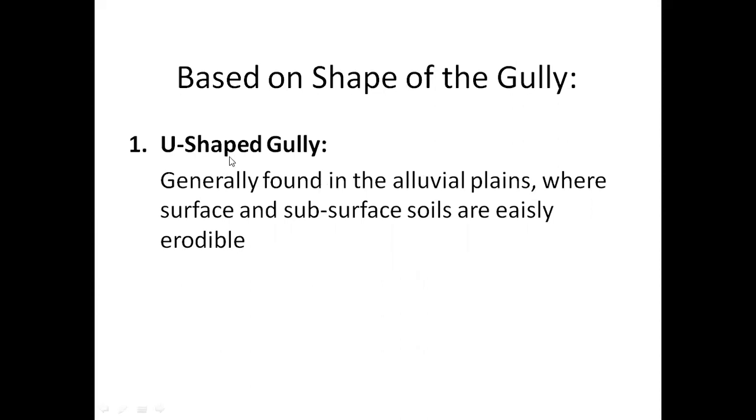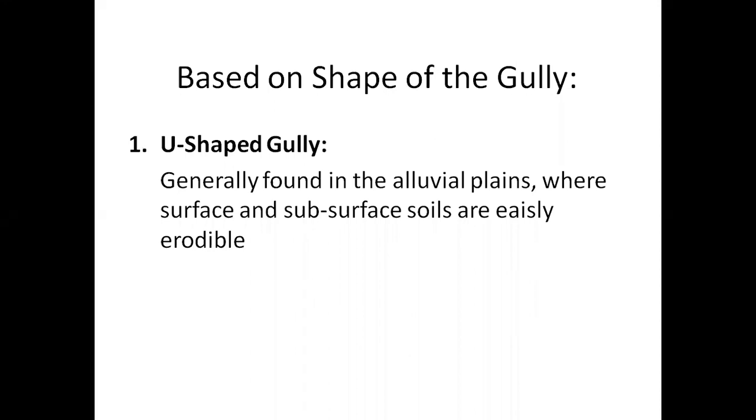Now, why are the U-shaped gullies called U-shaped gullies? It is because of their cross-sectional area, the cross-sectional area through which there is the flow of concentrated runoff. Because of that, the cross-section of the gully is in the shape of U, and that is why these gullies are called U-shaped gullies.